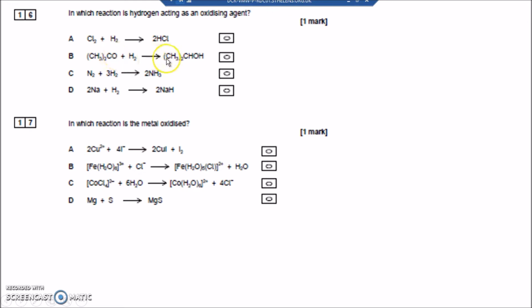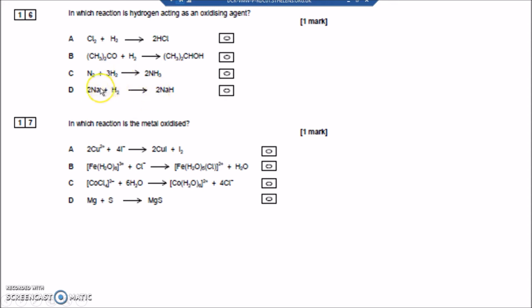Here, hydrogen turned a ketone into an alcohol. That is a reducing agent as well. So hydrogen turned a ketone into an alcohol. The ketone has been reduced to go into an alcohol. Here, nitrogen is 0. Hydrogen is usually +1, so that must mean that 3 +1's, the nitrogen is in -3 oxidation state and gone down. So the hydrogen's acting as a reducing agent.